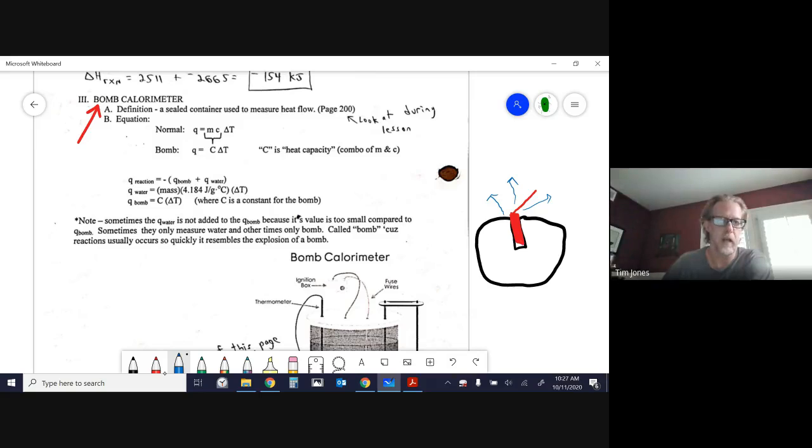So this is an actual piece of equipment. And the word bomb means to do the reaction quickly. The reason you need to do it quickly is because heat is a pain to deal with and measure. Heat is constantly moving. It's either coming into your system from the environment or leaving your system to the environment. So if you want to do a good job and get a good measurement, you need to do it quickly.